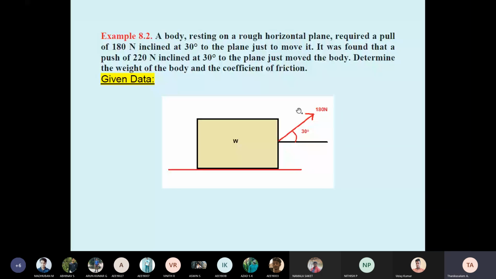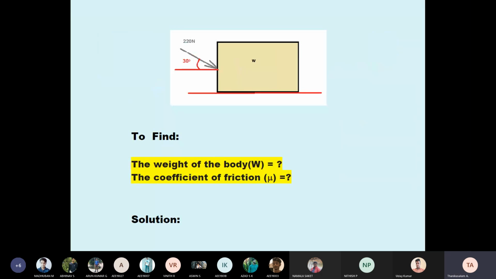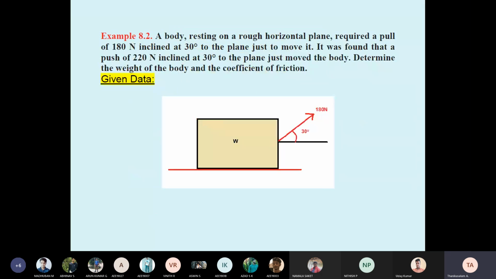For the same body again, it was found that a push of 220 Newton, inclined 30 degrees to the plane, is needed. Push means where are we pushing? Suppose a bus on the main road is sometimes not starting; the passengers get down and push from the back side. Pulling means front side, pushing means back side. So the same body is now being pushed. They did not give a diagram here, so I drew the diagram based on the statement. Now they ask for the weight of the body and the coefficient of friction.